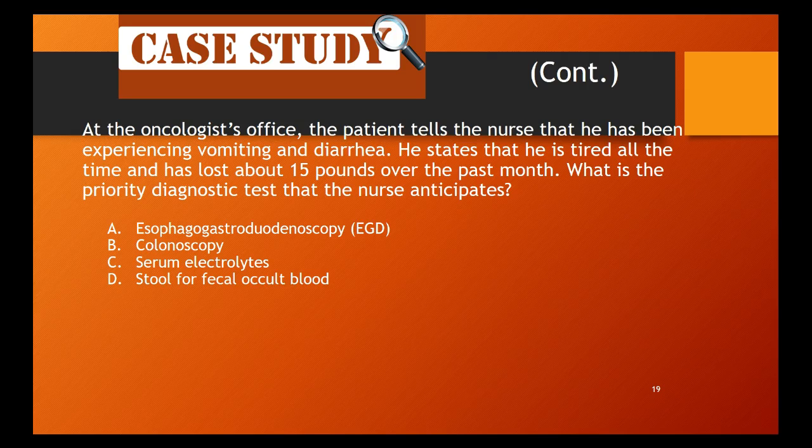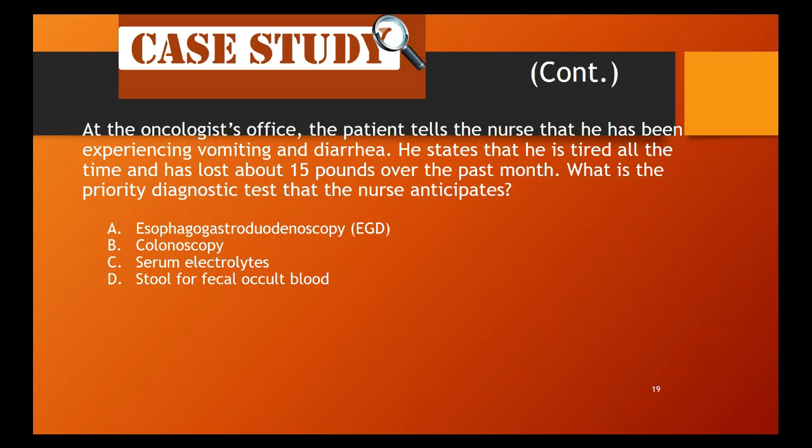So again, what's the case scenario? He's at the oncologist's office. He's having these symptoms, vomiting, diarrhea, weight loss, tired. And now the root. What is the root asking you? It's asking you, what is the priority diagnostic test that the nurse anticipates? So we have A, an EGD, B, colonoscopy, C, serum electrolytes, or D, stool for fecal occult blood.